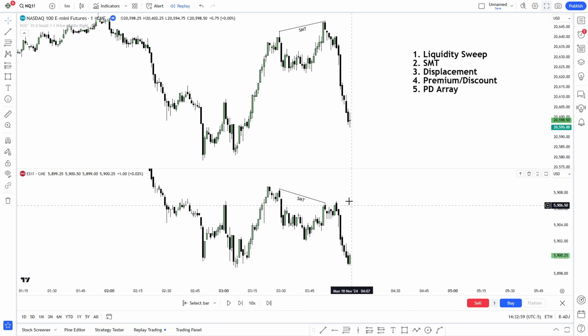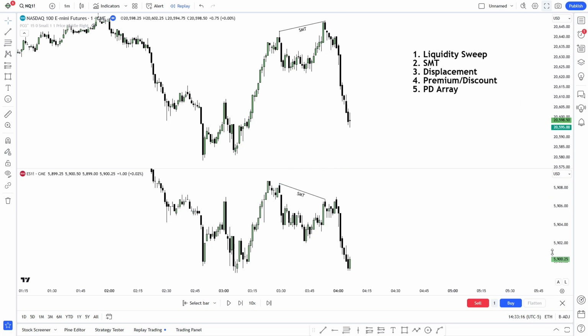So this time here, what we can see is that we've seen this high get taken here on NQ, however failing to take out that high right here on ES. So we have a clear SMT divergence at the highs right here. Okay, so we have a liquidity sweep there and we fail to take out the high there.